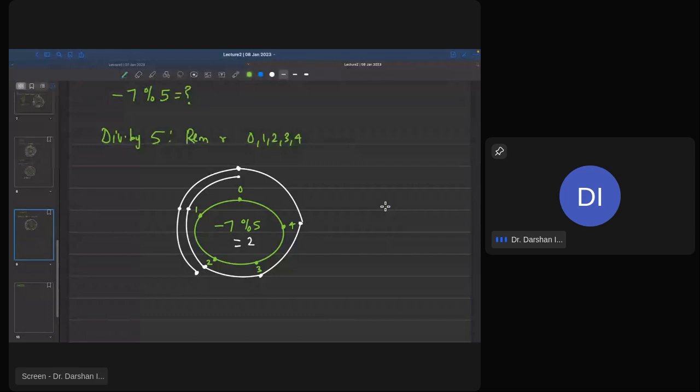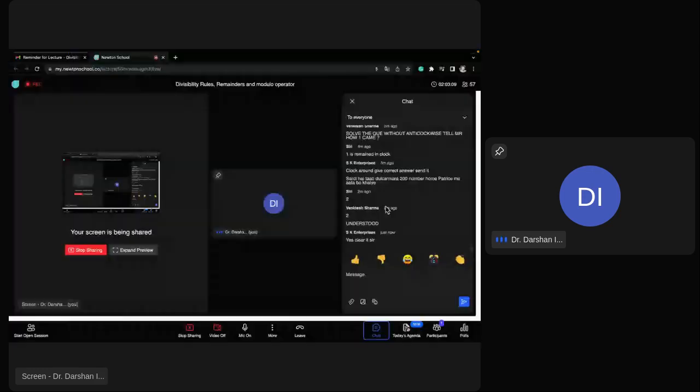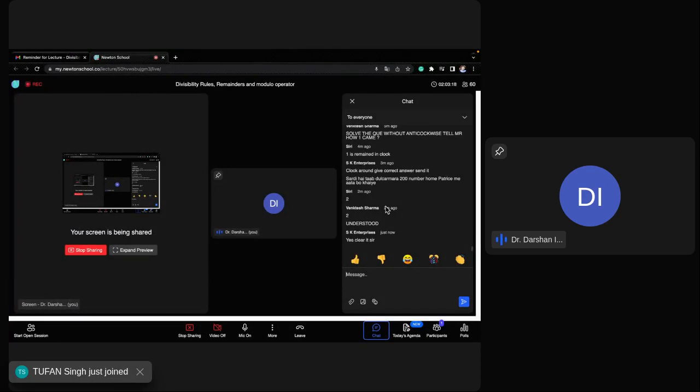So always remember. And mm, okay, do one thing. clock around you. Correct answer. Send it. सर्दी है तब दिल का मरा 200 नंबर हो पैट्रिस में वो खाइए.